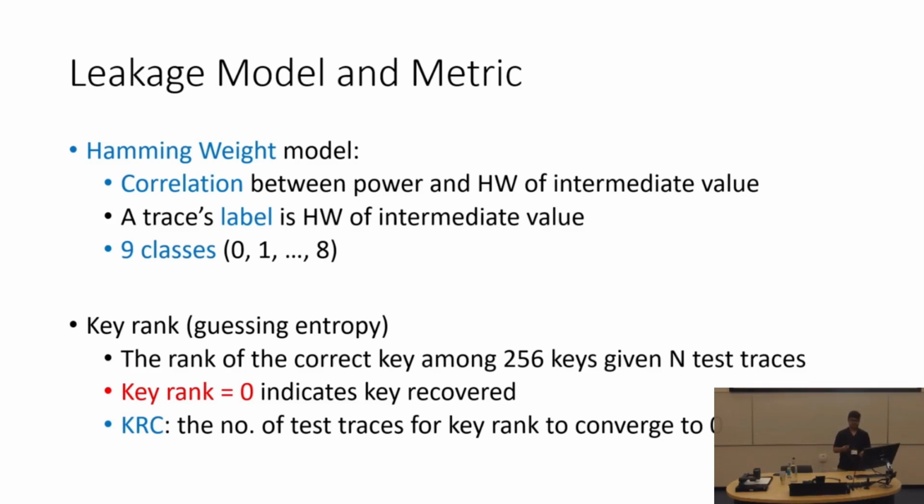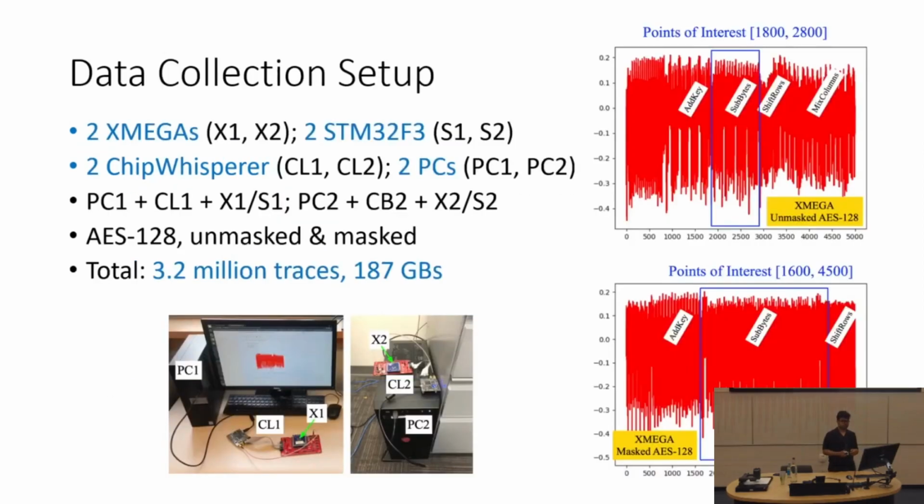Key ranking or guess entropy is the metric that we use to measure our performance. The rank of a correct key against 256 keys given n traces is this value. When the value of key ranking reaches 0, it indicates that the model was successfully able to recover the key. KRC is the number of test traces required for the rank to converge to 0.